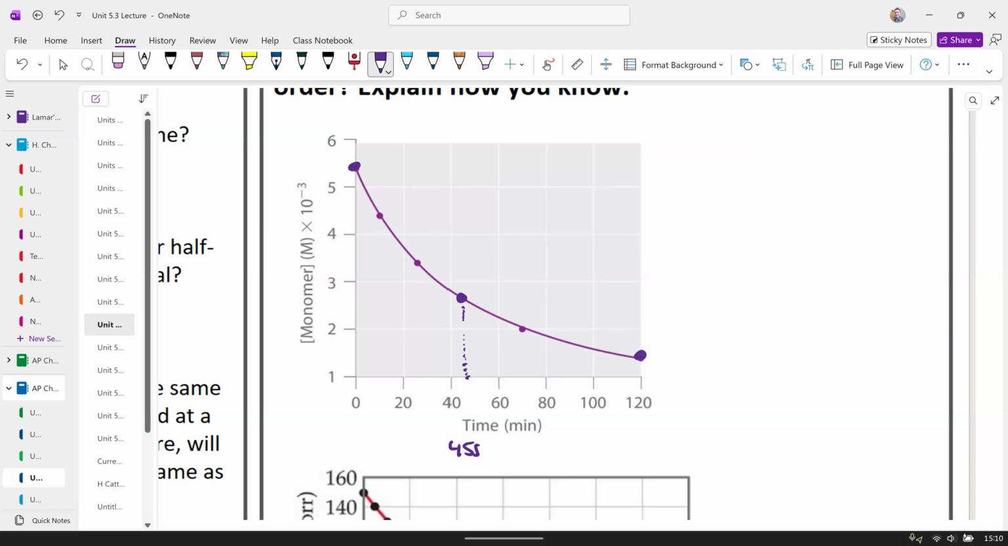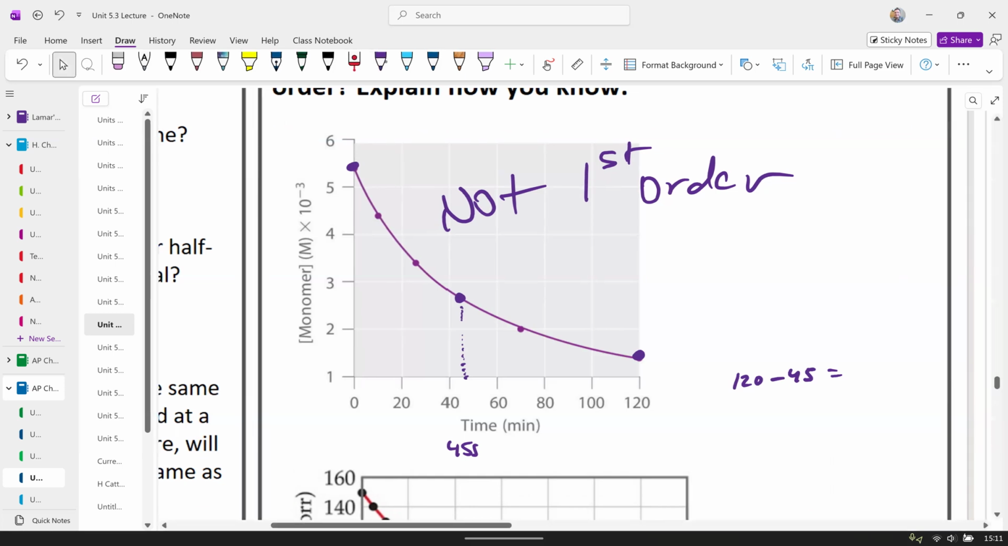So what we notice then is what is the time between 120 minus 45 seconds. What do we notice about that? It's bigger than 45. We don't even need to know the answer. We know, hey, that's bigger than 45. What does that mean about this graph? Not first order. How do we know that? Because the successive half-lives are not the same. This is about identifying. We didn't have to identify what that was. We had to identify what it wasn't, right? It is not first order.